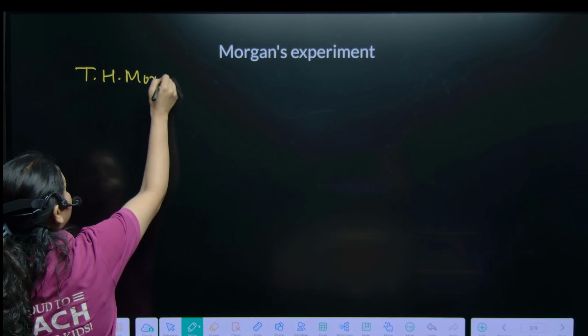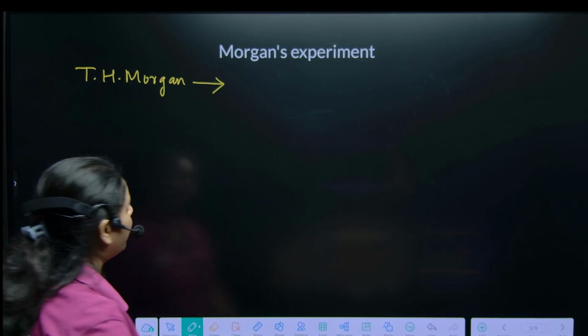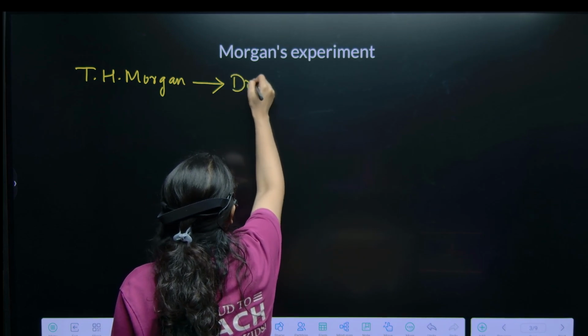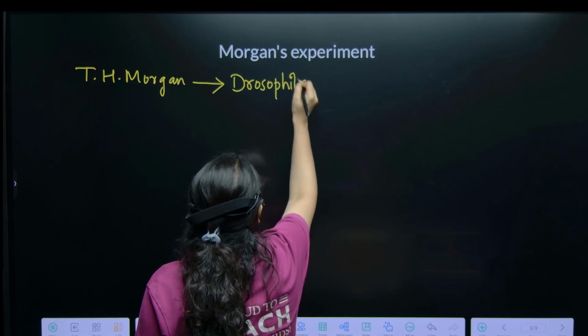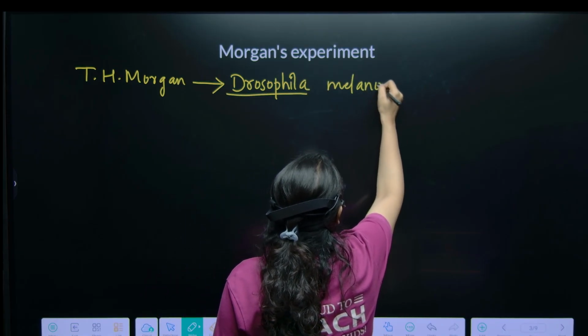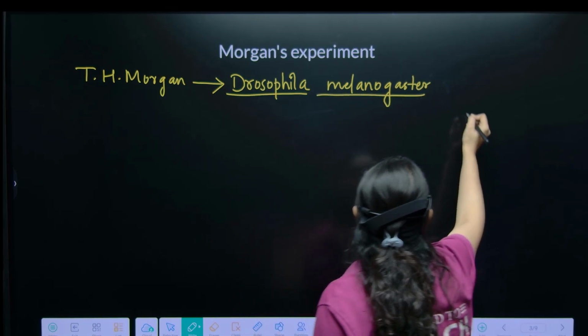For his experiment, he took a very simple organism, the fruit fly, that is Drosophila melanogaster. This is the fruit fly.